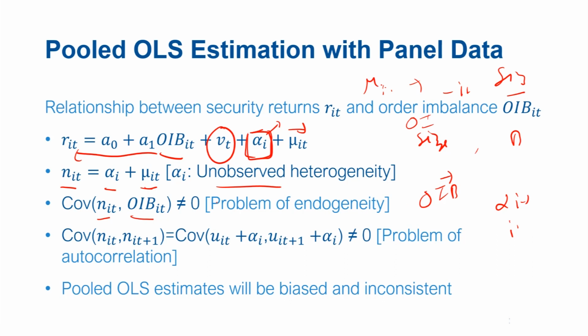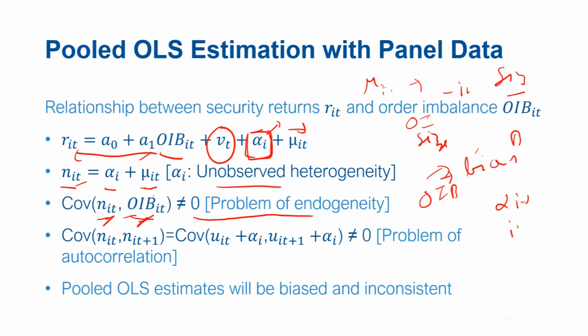And therefore, there is a high probability that this alpha I, which is now mixed into the error term, and therefore this revised error term eta it, may have some correlation with OIB. From our knowledge of regression, we already know that this may result in the issue of endogeneity when your error term is correlated with your independent variable. This may further result in issues such as biasedness and inconsistency of the estimate alpha 1.